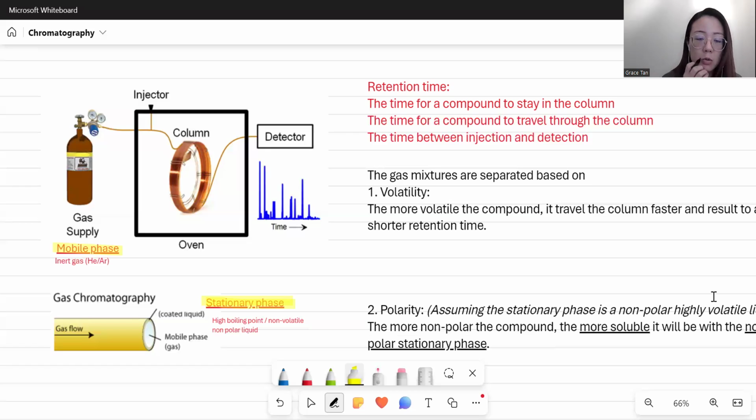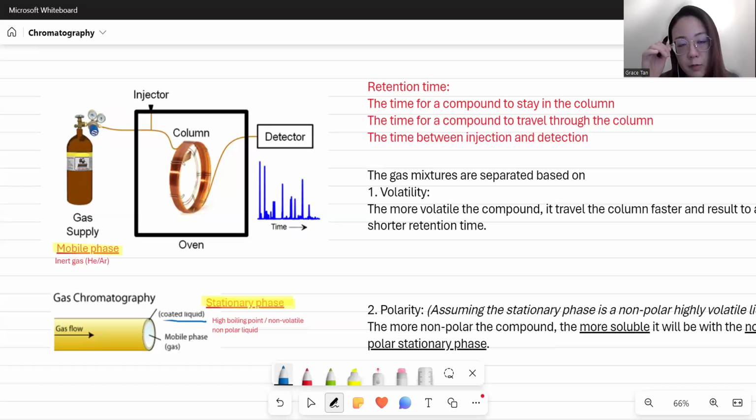So you need to coat the inner layer of the column, as you can see here. The inner layer is coated with a very high boiling point, non-volatile liquid, and normally the liquid is a non-polar type. So when the gas travels, the compounds may be stuck to the inner wall of the column. But of course, when they are stuck, your mobile phase, which is the inert gas, will constantly push them to make them finish the marathon. It's only whether you finish the race with a longer time or a shorter time.